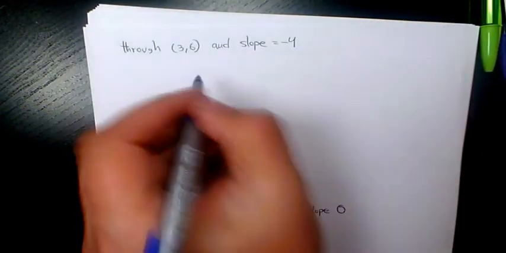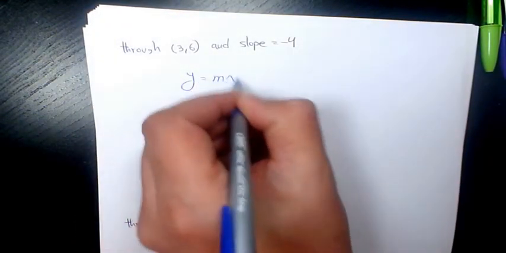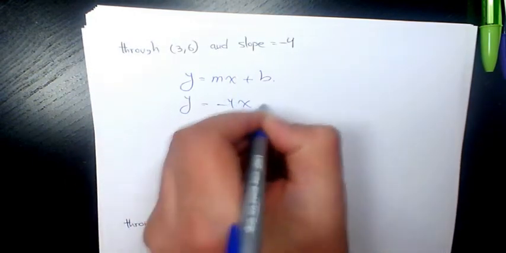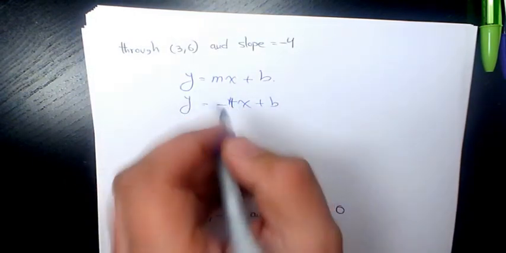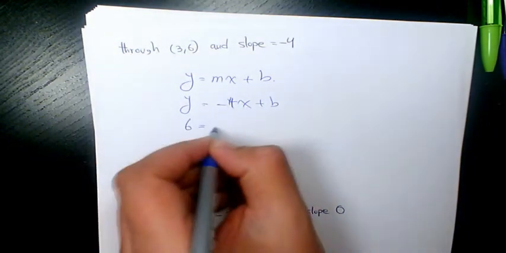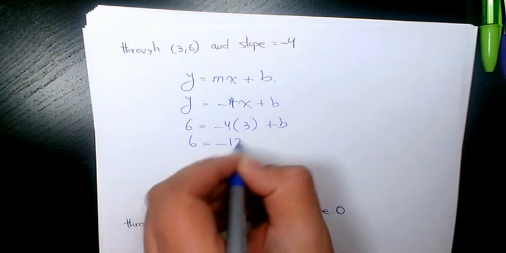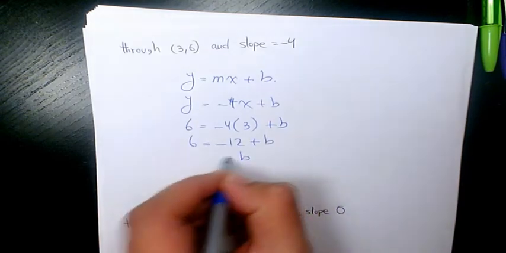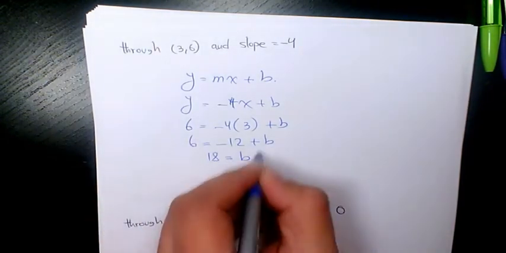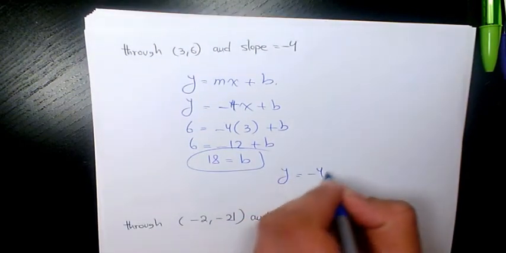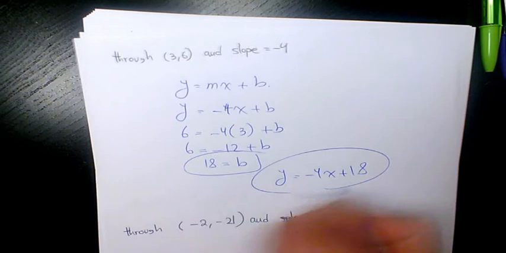Next one, we have y equals mx plus b. So slope is negative 4x plus b. Sub the numbers. 6 equals negative 4 times 3 plus b. So it's 6 equals negative 12 plus b, and b equals 6 plus 12, which is 18. So we have y equals negative 4x plus 18.